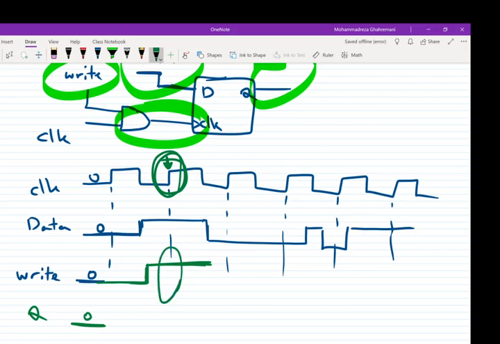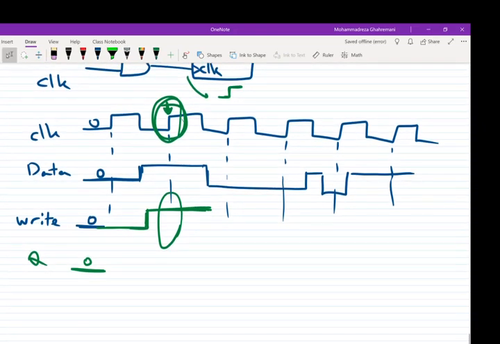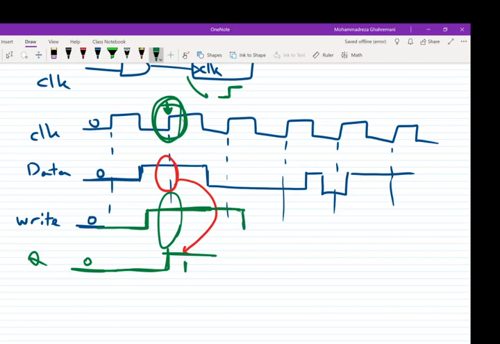The write signal is 1, and the clock will be changed from 0 to 1. So the clock input of the flip-flop will be changed from 0 to 1. So the data will move from the data signal to the output. So the output will be changed to 1. So now the output is 1, and then we deactivate the write signal like this.